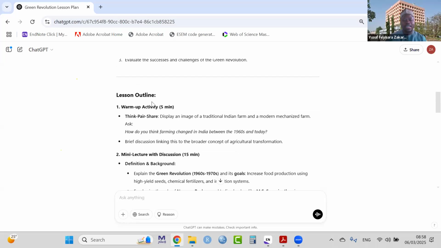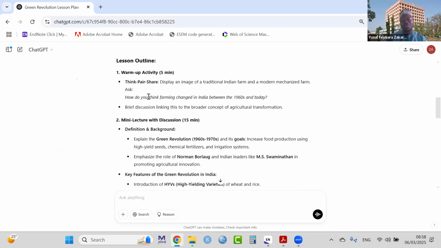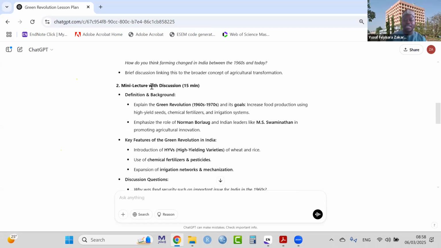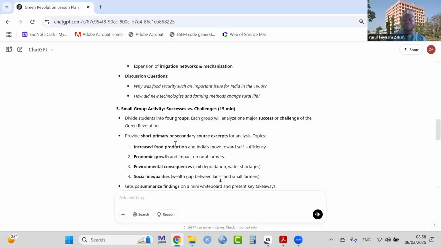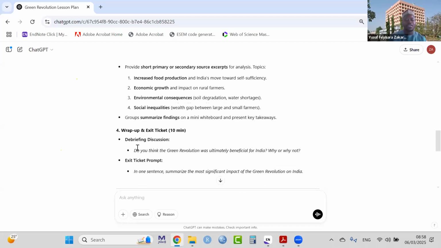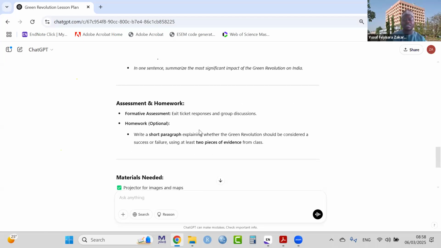So we also have the lesson outline here, like a warm-up activity, icebreaker. Some people will call it 5 minutes. What you are going to do, they can start with think, pair, share to warm up the students and give you an idea on how to do that. Then have your mini lecture with discussion, 15 minutes. All right. Then small group activity. Okay. Successes and challenges, 15 minutes. Then wrap up and exit ticket, 10 minutes. Then you have the assessment and homework here.